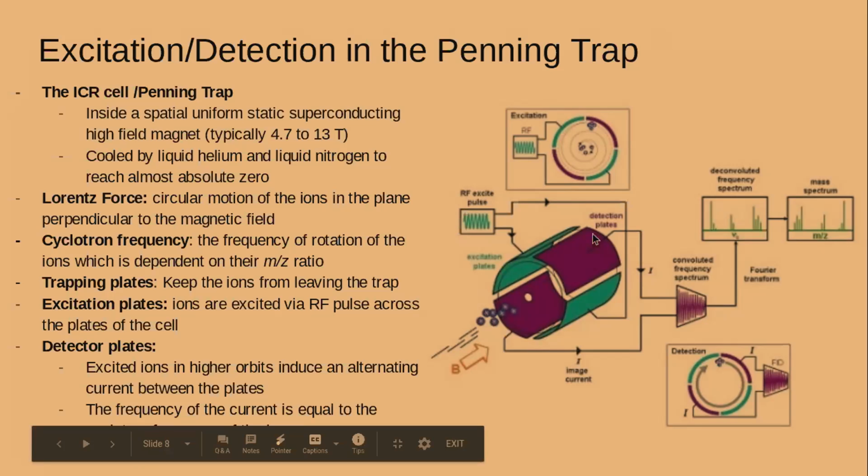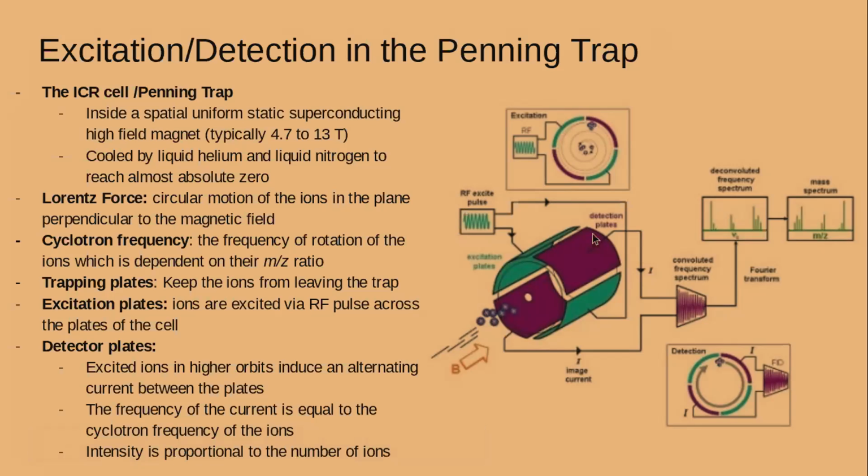So this RF pulse will spread those ions out, and it will essentially trigger this alternating current between the plates. And so the frequency of this alternating current is equal to that cyclotron frequency I talked about. And the intensity of that current is proportional to the number of ions in the sample.